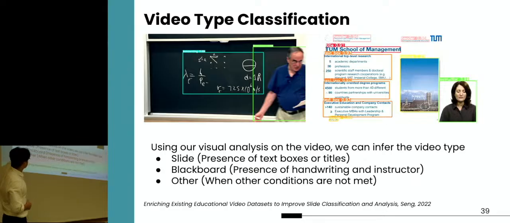So we run a visual analysis from the previous chapter, and then we look at the video. For example, if you see that there are text boxes and titles, then the video would be classified as a slide-based video. If you see that there's handwriting and a teacher, like in this video, then it will be labeled as blackboard. And when these conditions are not met, it will be labeled as other.